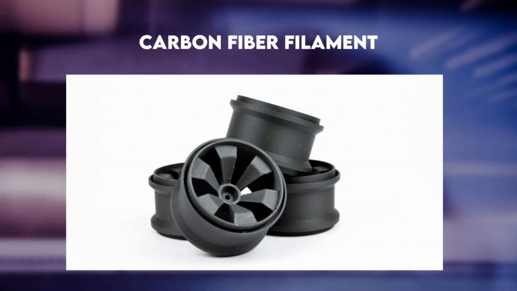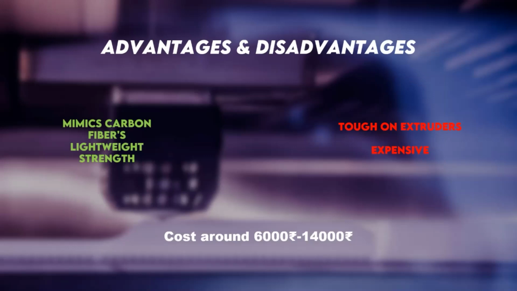Okay, so now let's move on to the advantages and disadvantages of the carbon fiber filament. The advantage is that it mimics carbon fiber's lightweight strength. As I've already mentioned, it is light in weight. It has much more strength when compared to other materials like PETG, ABS, PLA, and all those. Why I always talk about PLA and ABS is because they are some of the most commonly available, cheapest, and easiest to print on most 3D printers. Okay, so that was about the advantages.